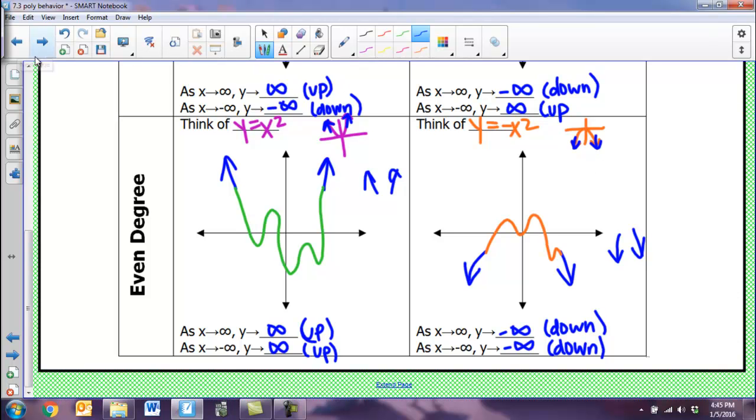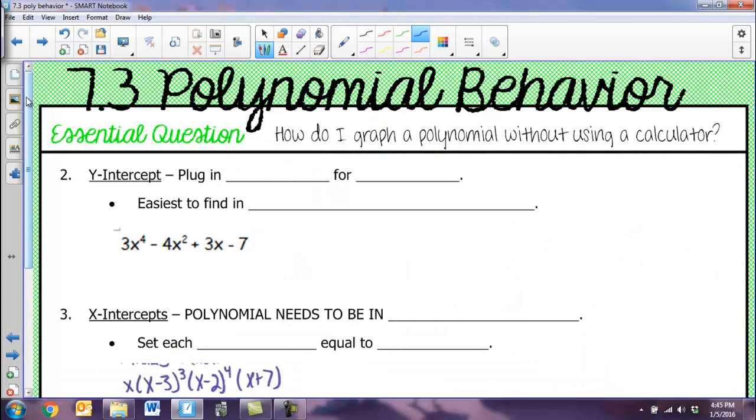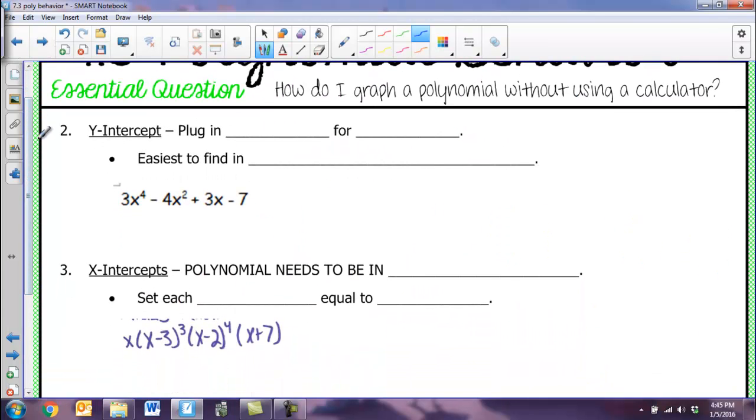Okay, so that is the general idea of end behavior. The second thing that you're going to look at when you graph a polynomial is your intercepts. And so the first intercept is going to be your y-intercept. And what you're going to do here is you're going to plug in 0 for x. Okay, that's just finding a y-intercept. And y-intercepts are easiest to find when your equation is not factored. So if you're given an equation that's not factored, then you can usually figure this out and then factor it afterwards, just to make sure that it's easier for you.